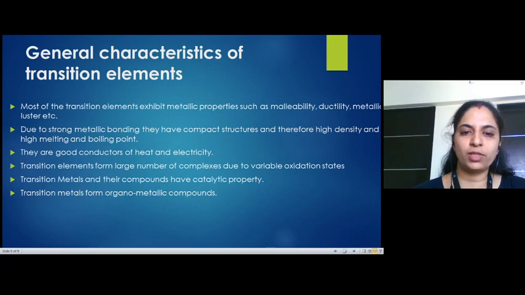Transition elements form a large number of complexes due to variable oxidation states. Transition metals and their compounds have catalytic properties. They can also form organometallic compounds.